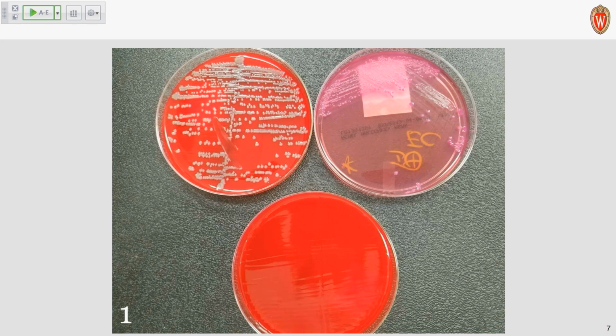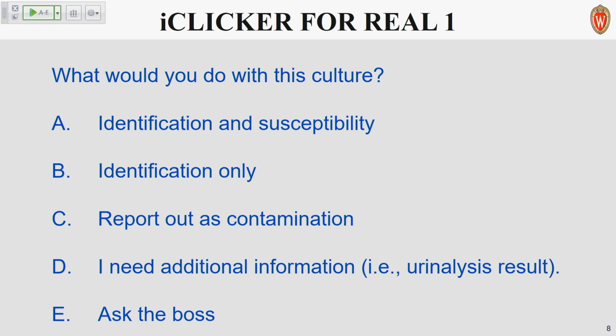So we're going to go to the next one. What would you do with this culture? A, identification and susceptibility. B, ID only. C, report contamination. D, I want more information. Or E, ask your boss.